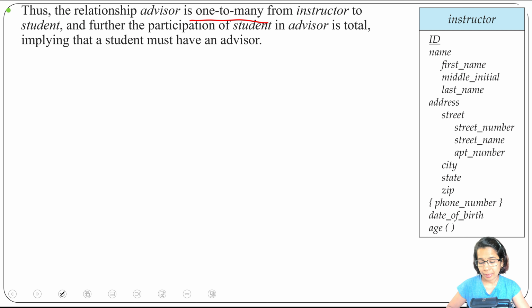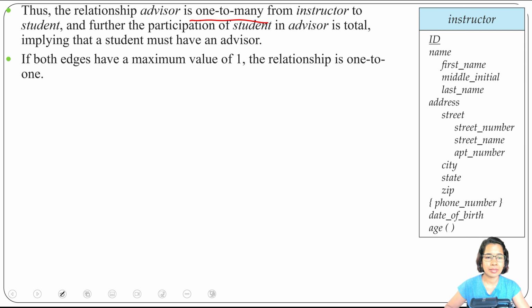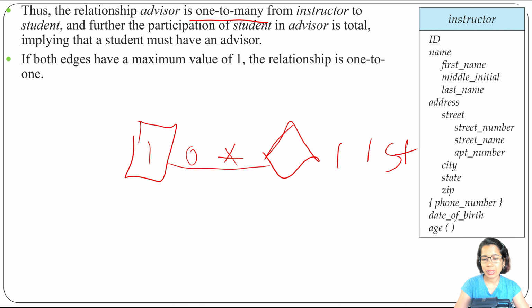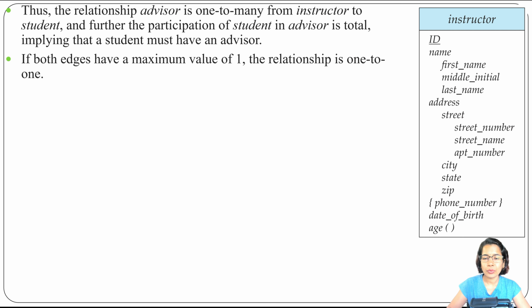Okay, that means every student must have an advisor, and if both edges have maximum value 1, then the relationship can be 1 to 1. But here in both edges maximum value is not 1, as here 0 star, that's why it is a 1 to many relationship. If in both maximum value is 1, then we can say it is a 1 to 1. So this is all about participation. We can represent minimum and maximum value in the participation. For total participation, we use a double line. For partial participation, single line. And for total, we can use maximum limit as 1.